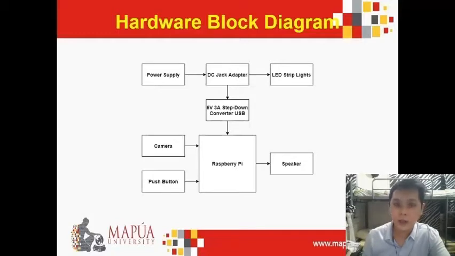From the DC jack adapter, it is connected to white LED strips that will serve as the lighting inside our system. Then, we have also connected a camera to our Raspberry Pi to be able to capture an image of a Braille document that we can insert in the system. Then we have attached a push button, so we can press it when we need to initialize the system. Then lastly, the speaker, which gives us the output of our system.